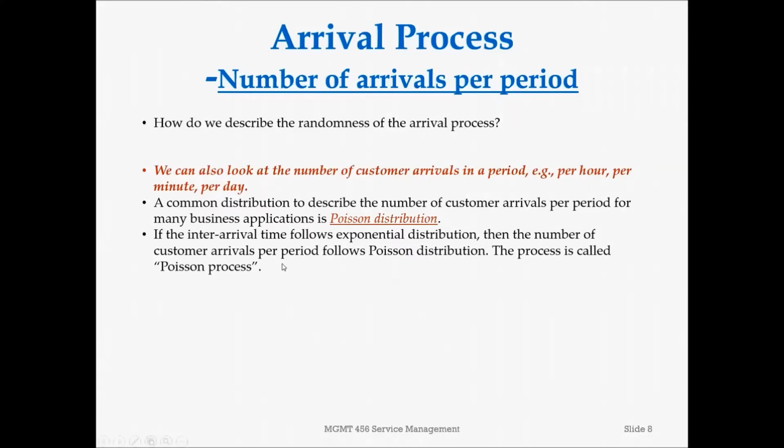Basically, one piece of information we know is if the inter-arrival time follows exponential distribution, then the number of customer arrivals per period will follow Poisson distribution. So these two distributions actually model the same process, but from different perspectives. In the next few slides, we'll show you how these two distributions are correlated. The whole process is called a Poisson process.